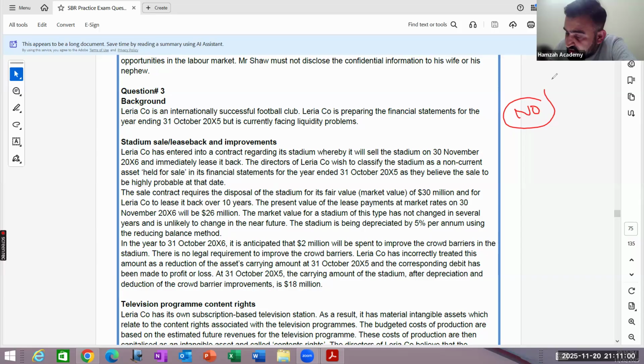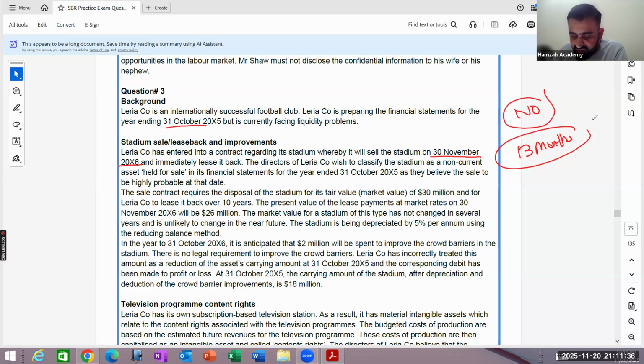Held for sale asset is an asset which is available for immediate sale, and the sale is highly probable. In order to be highly probable, the sale should be completed within 12 months. Today is 31st October X5, and the sale is expected to take place on 30th November X6. That is 13 months, beyond the 12 months period. So the sale is not highly probable, and on that basis it can't be held for sale. So we cannot treat the asset as a held for sale asset.